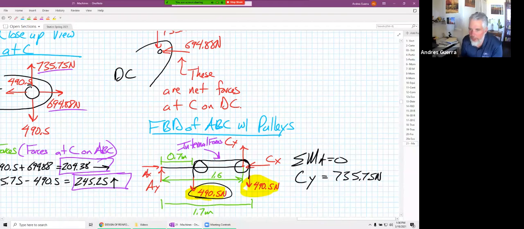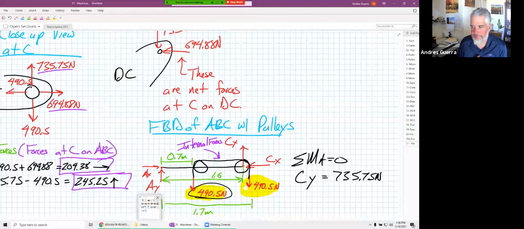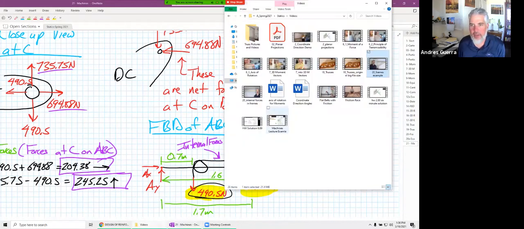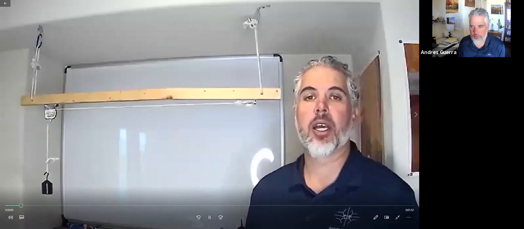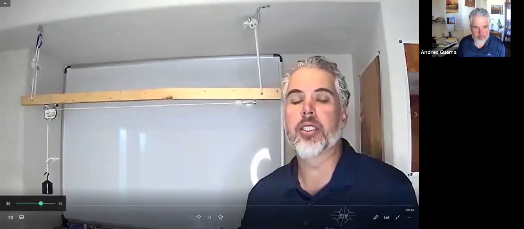So we can leave them on the pulleys. We can take them off the pulleys. I tend to like to just transfer the forces from the pulleys onto the rigid object, but either one of those will work. To demonstrate those internal forces, I've got another video here. Let's take a look at a demo for internal forces and how those internal forces work.